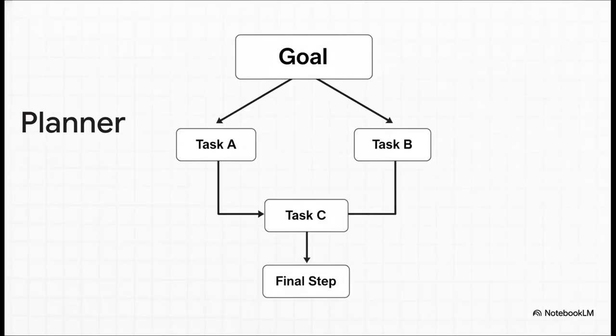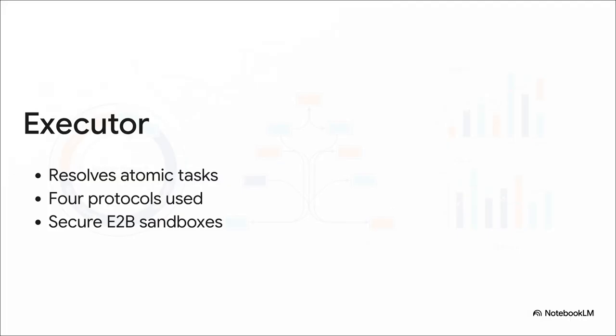Now, if the Atomizer decides a task is too complex, it kicks it over to the planner. This is your project manager. The planner's job is to isolate complexity by carving that massive goal up into manageable subtasks. And, crucially, it maps out the sequential dependencies as a directed acyclic graph, or a DAG. Basically, it's telling the system, hey, do tasks A and B at the same time, but do not even think about touching task C until they're done. Once we've got those bite-sized atomic tasks, they go to the executor.